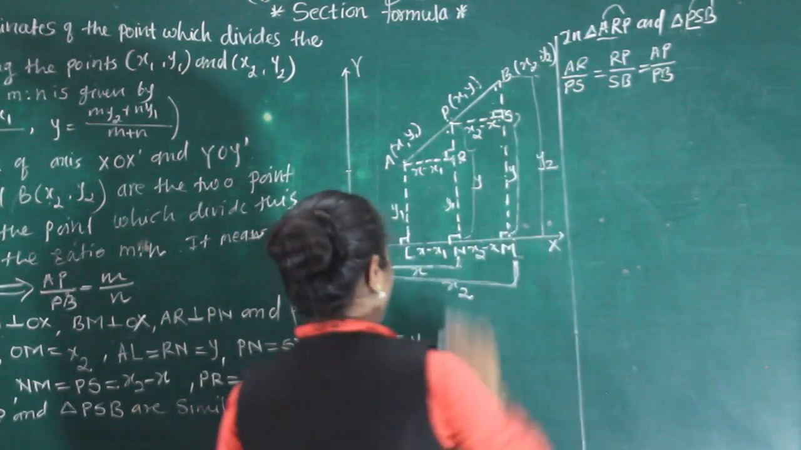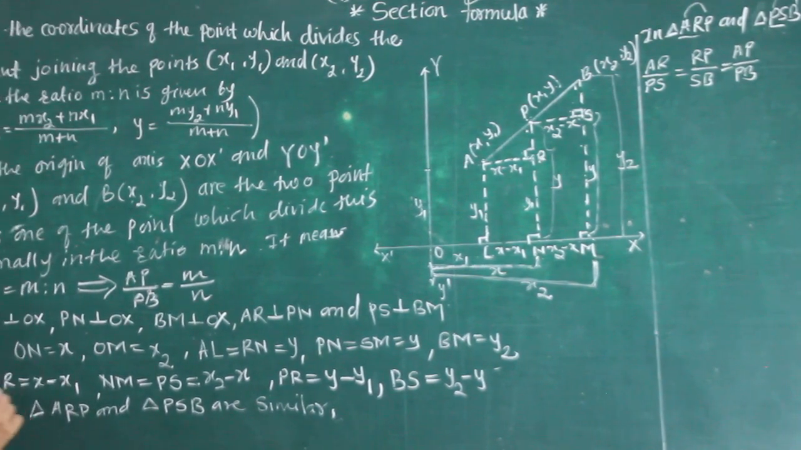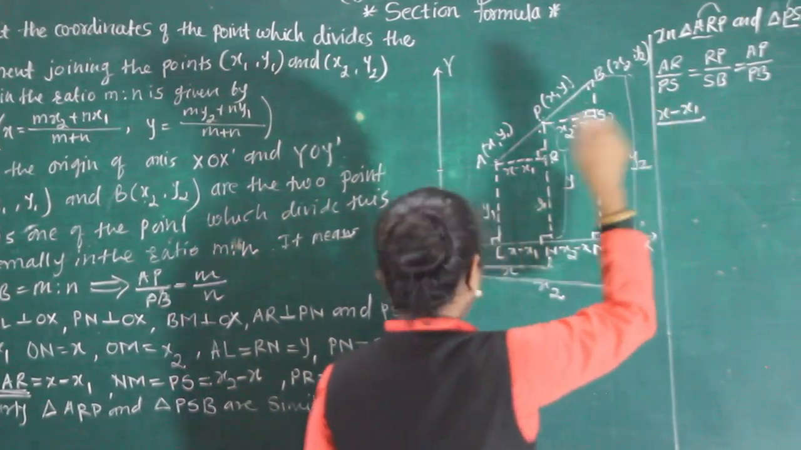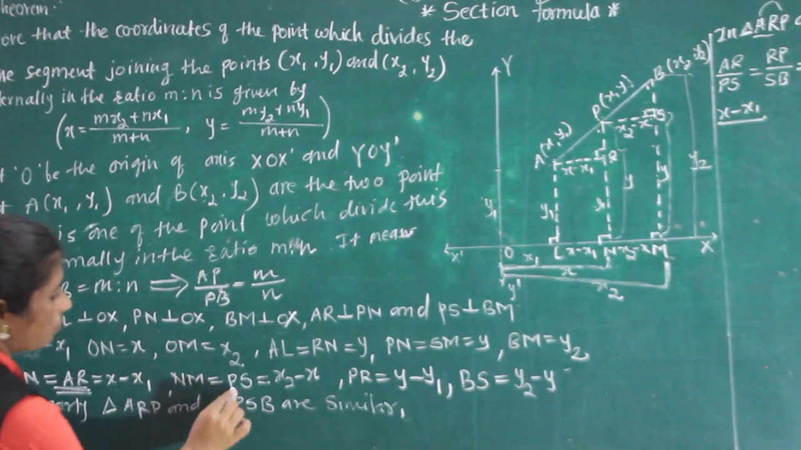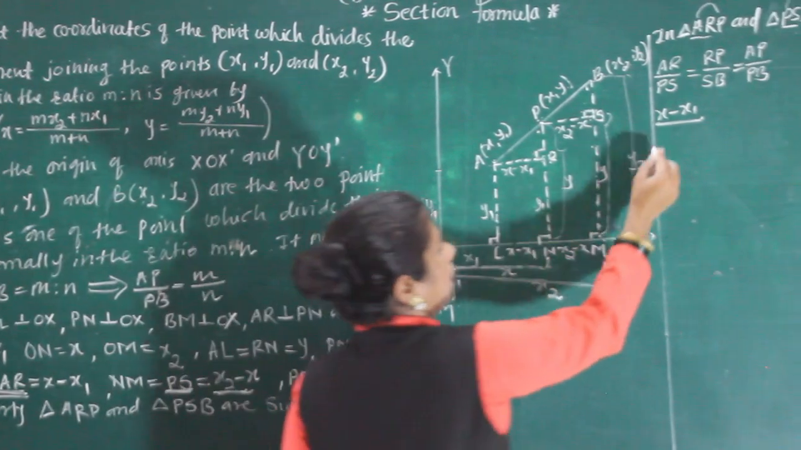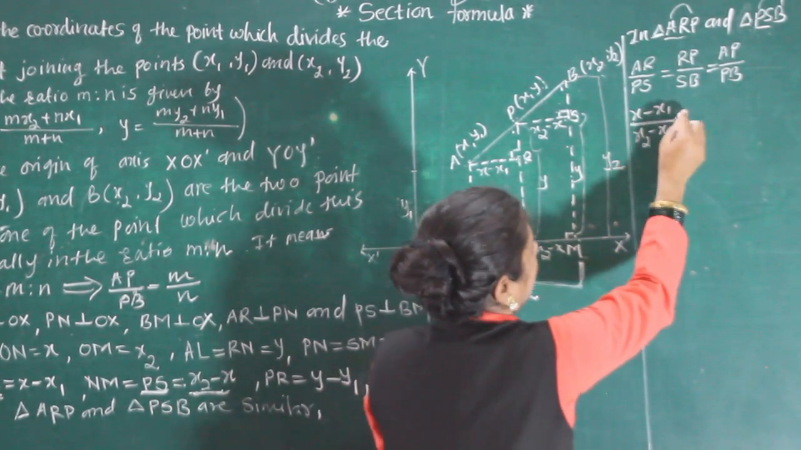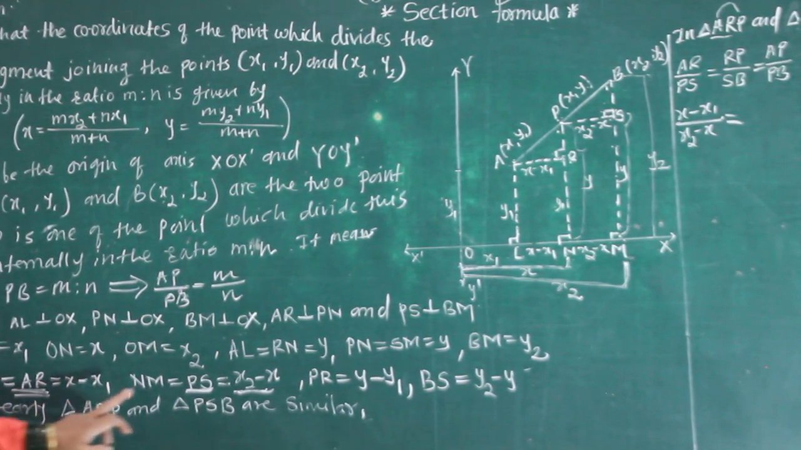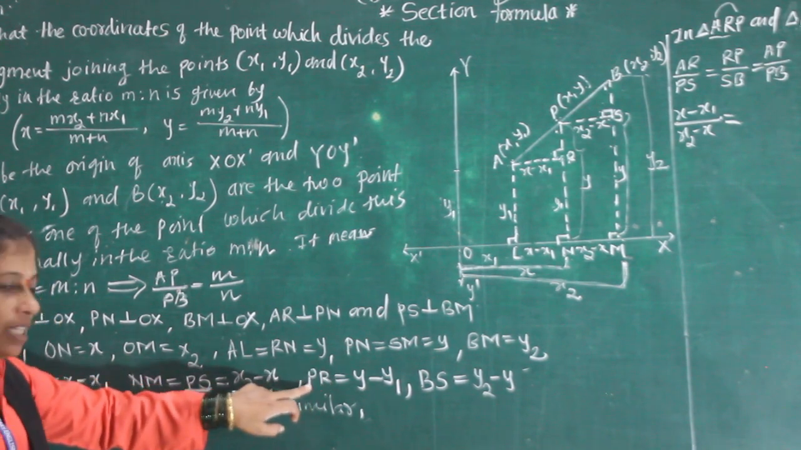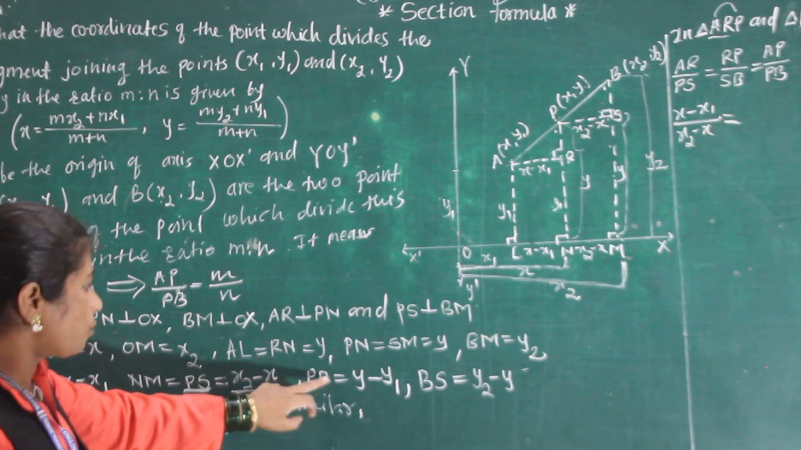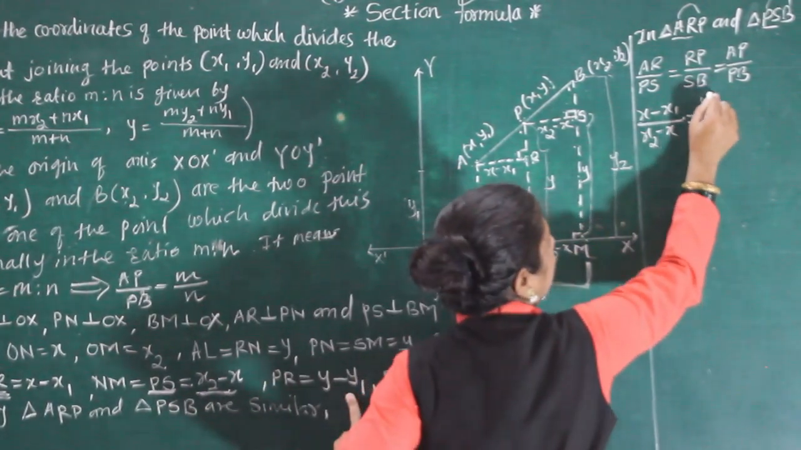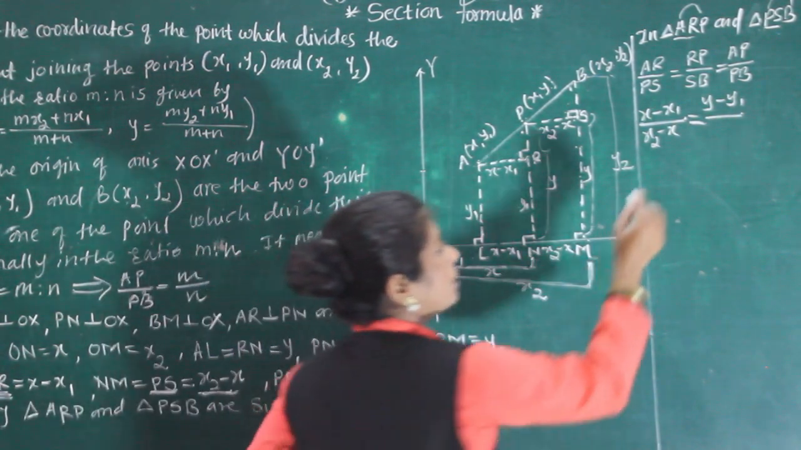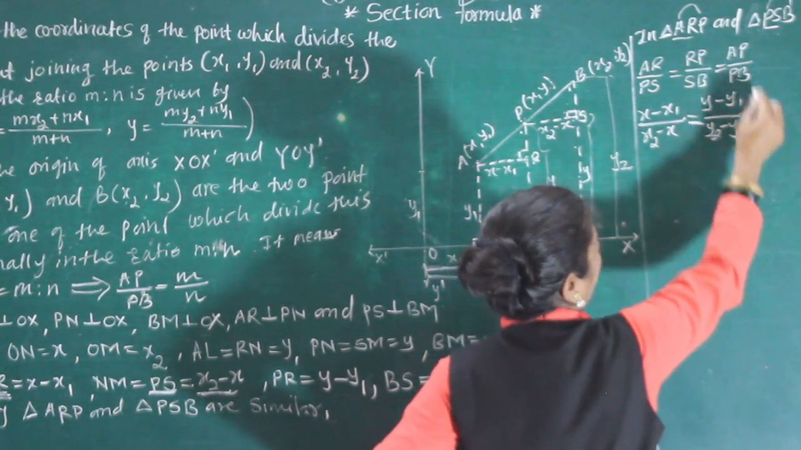Then what about the AR? AR equals X minus X1, so we write X minus X1 upon PS. PS is X2 minus X. Then equals RP, and RP means PR, which is Y minus Y1, upon SB, which is Y2 minus Y. Equals AP by PB, which is m by n.